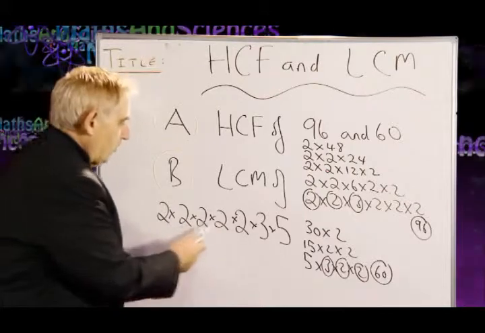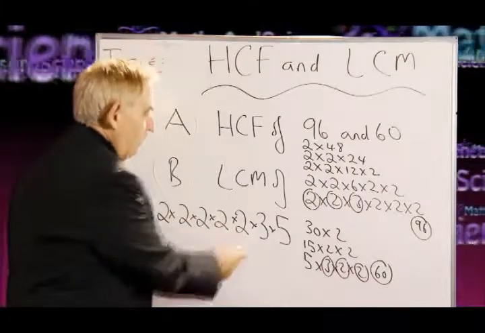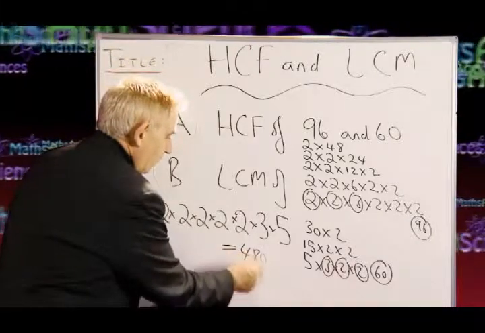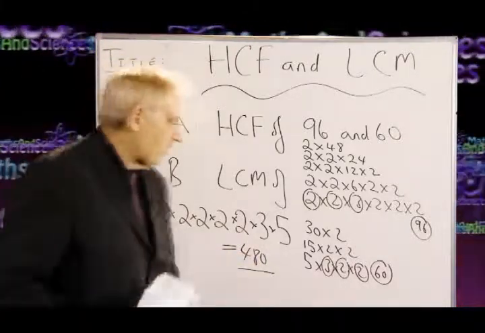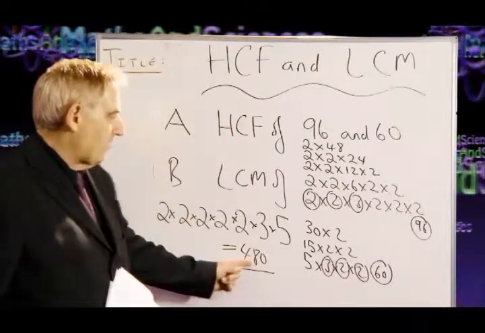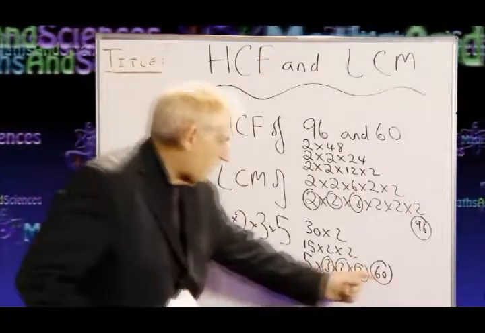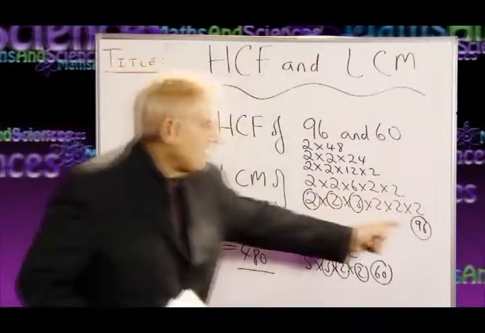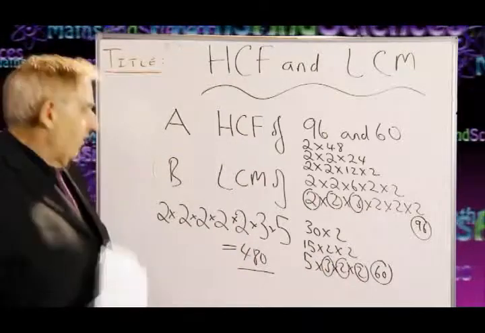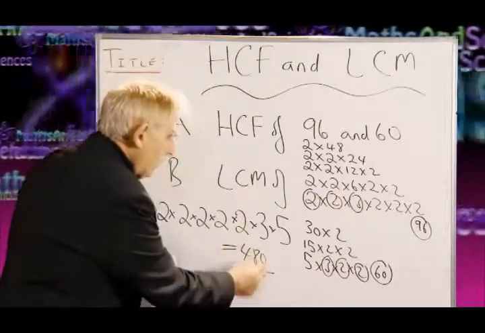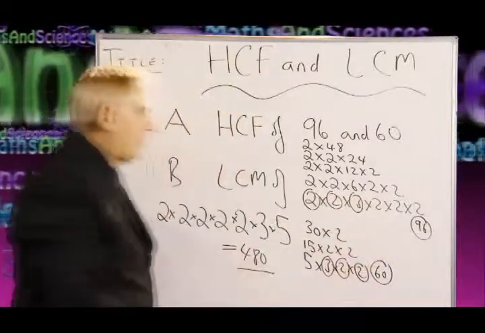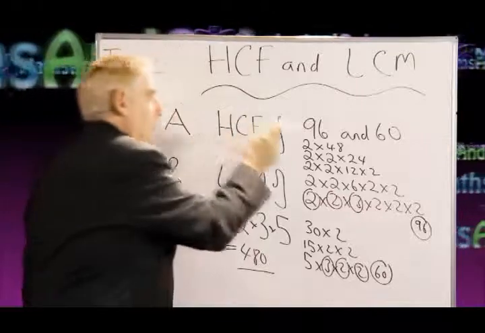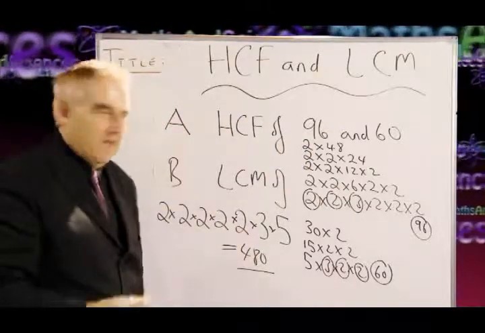2 2's are 4, 2's are 8, 2's are 16, 2's are 32, times 3 is 96, and times 5 gives you 480. So what we're saying is that 480 is divisible by 60. Think about it. 6 goes into 48, 8 times, yeah? So that will divide in exactly. 96 will divide in exactly. So this is the lowest number that both of these will go into. Whereas the highest common factor was the biggest number that would go into both of these. So it's a bit weird.